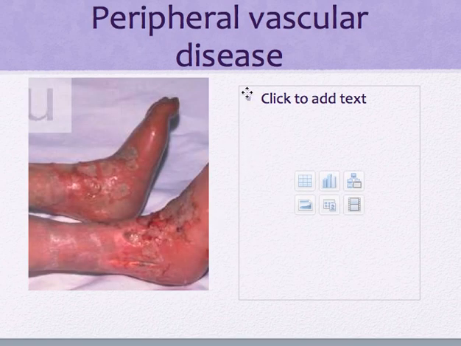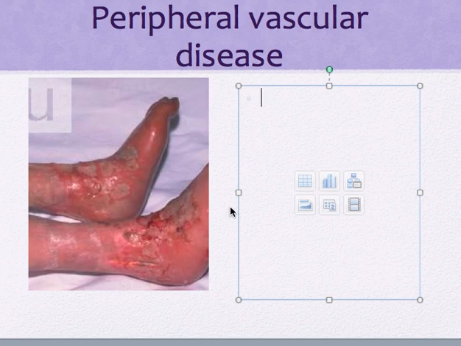Oops, this one didn't come. This picture didn't come out, but I had one in there.